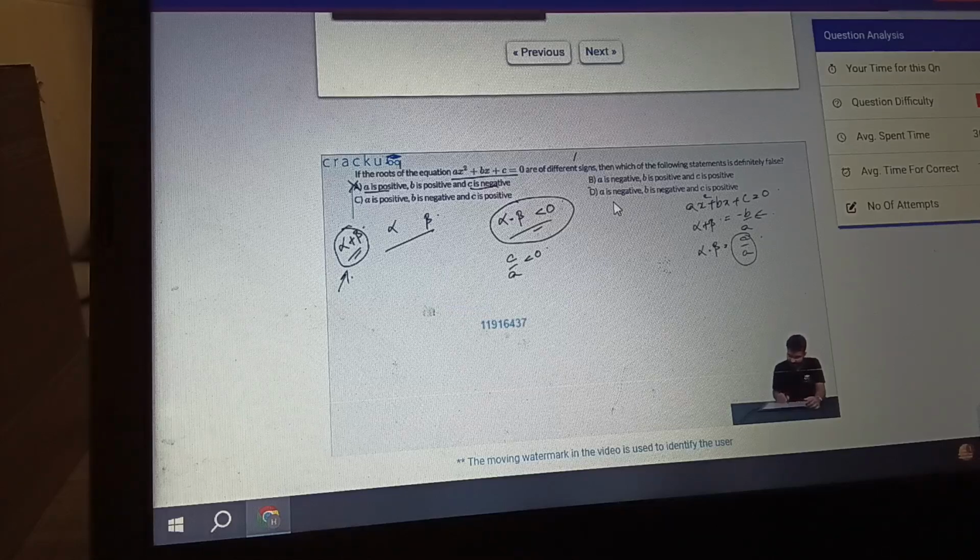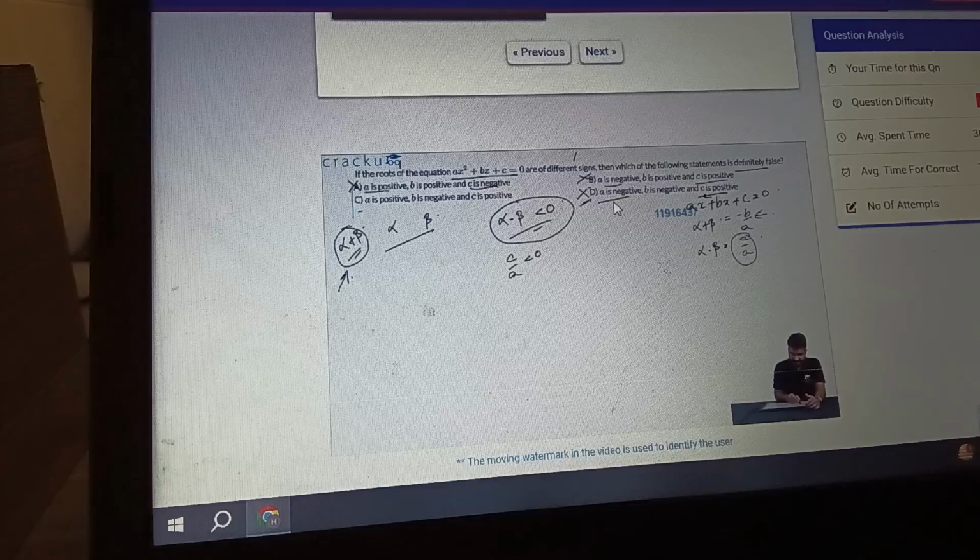Similarly, if you are looking at the second option, a is negative and c is positive. Even in this case, c by a will be negative. So this can be true. We can't definitely conclude that this is false. So this is also not the correct answer. If you are looking at option D, a is negative and c is positive again. So c by a will be negative. So this also is not the correct answer.